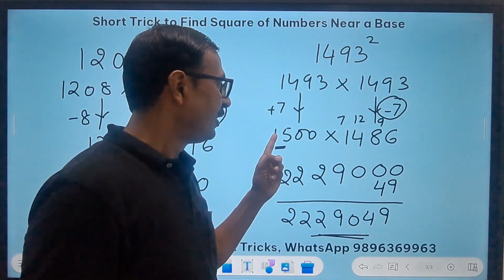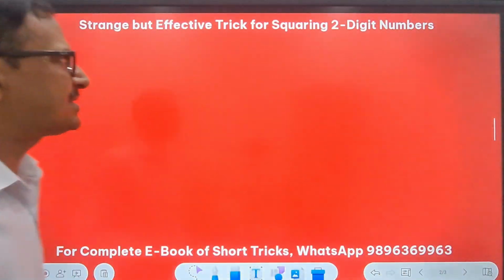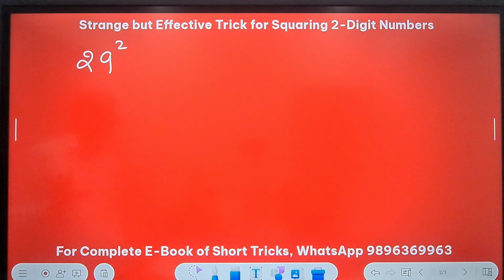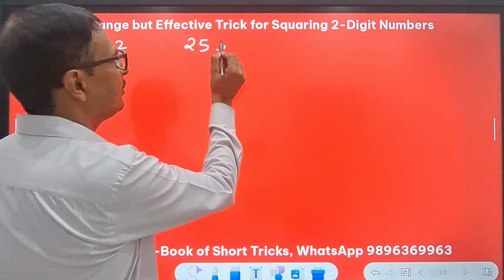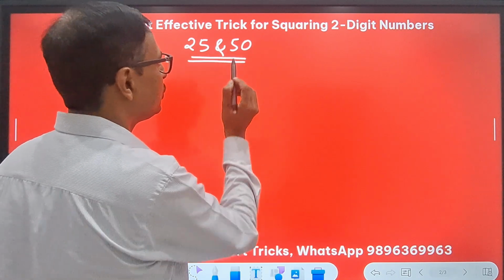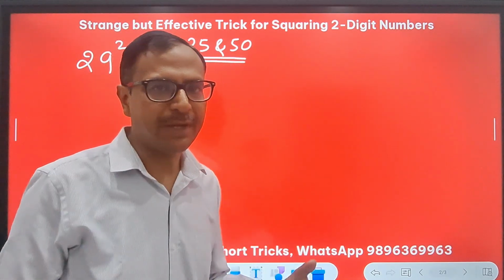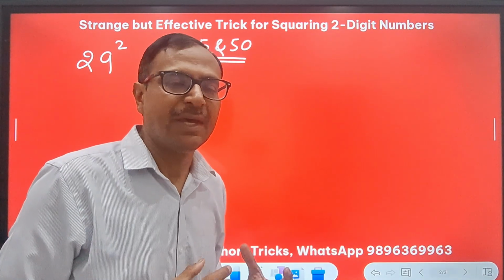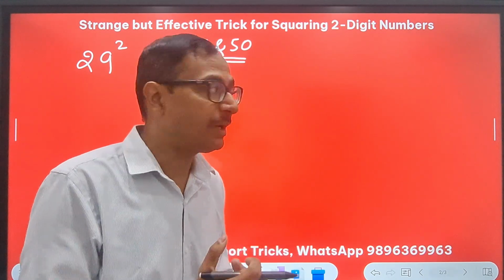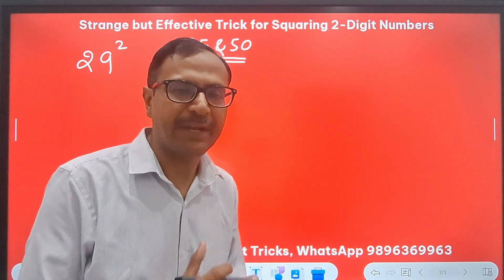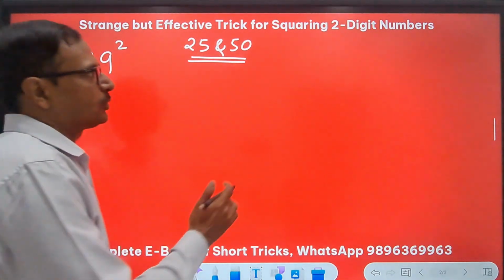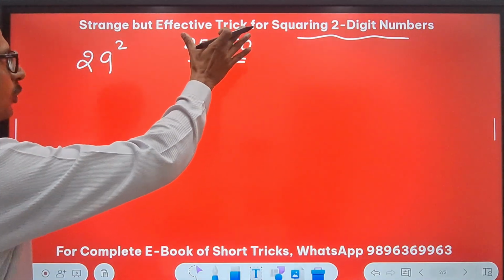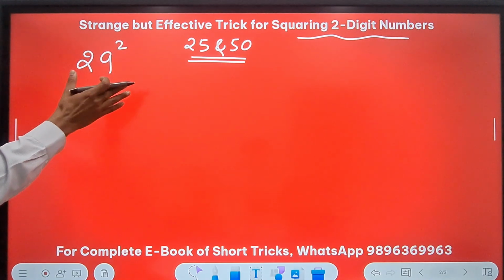The only thing is you should know the 15 times table well. So let's see the simple example of 29 square. The trick uses the numbers 25 and 50. The use of 25 and 50 is very, very important in the squaring of numbers, like 2-digit numbers. If you go to 3-digit numbers, it's going to get complicated. But you can use the trick all right, but it will get complicated. So I'll stick to only 2-digit numbers in this video. 25 and 50. How do we use these two numbers in squaring of any 2-digit number?